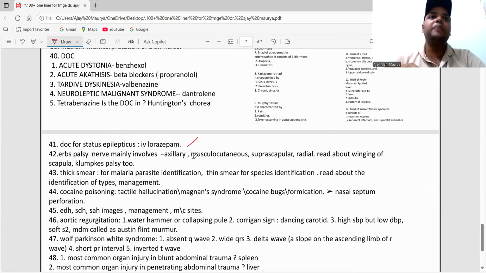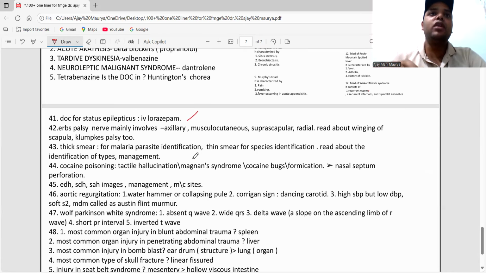Okay. Next one is Erb's palsy. Now, Erb's palsy mainly involves what? The axillary, musculocutaneous, subscapular, and radial nerves. Okay. Also read about Klumpke's palsy and also the winging of the scapula.